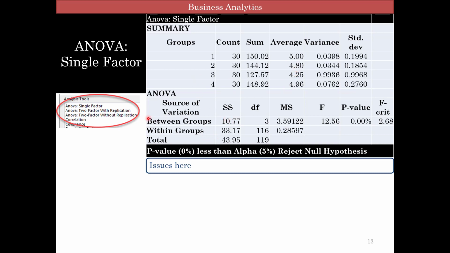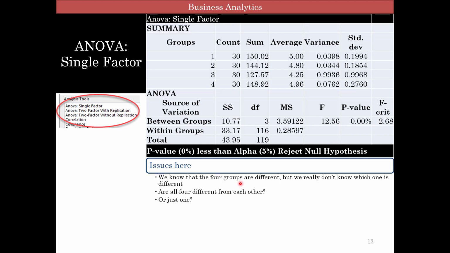So here are between group sum of squares, within group sum of squares, the degrees of freedom. So when we divide this value by this, we get the mean squared, and that gives us the F value. So obviously there's very little fluctuation within the groups compared to between groups, and that gives us a large F value, and F critical for 5% is 2.68. P value is 0, reject null hypothesis, and we can move forward.